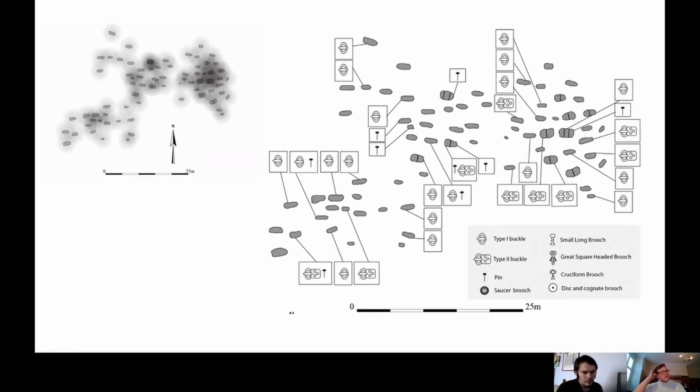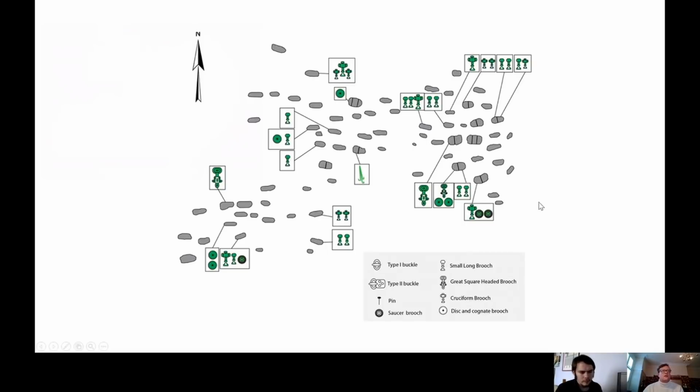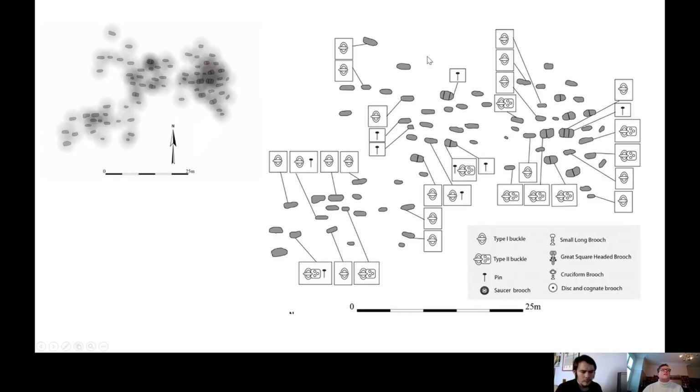And what's fascinating about this particular site is that you can see in this cluster here to the west of the cemetery, we have more type 2 buckles. So these are the ones with back plates. And in these two groups here, we can see the groups from the spatial statistics that developed early on in the book to look at the way the distributions work. There are fewer of those backplates here and here.